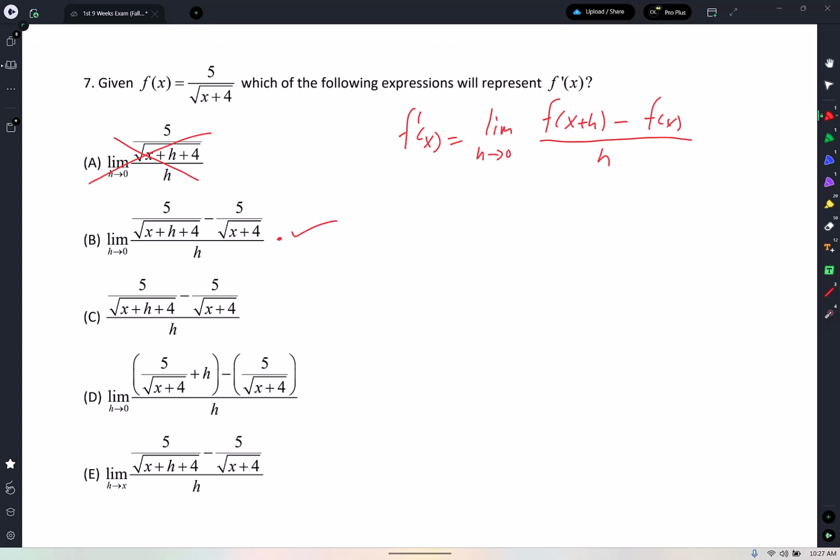Yeah, probably. H approaches 0, x plus h plus 4 minus, this looks like f of x over here, and this, oh, let me use the laser pointer. This guy looks like f of x right here, and this guy right here looks like f of x plus h.